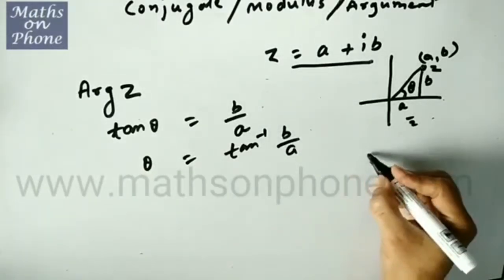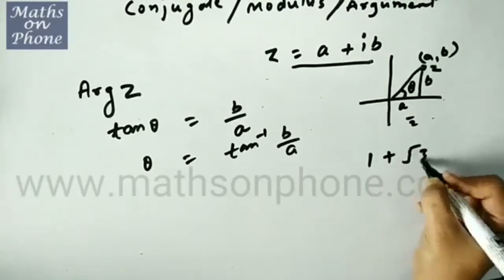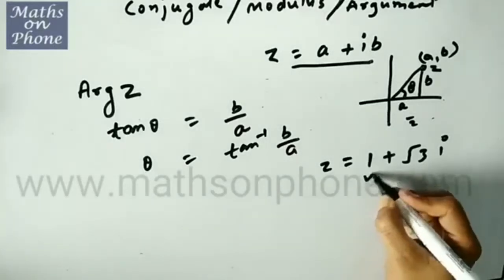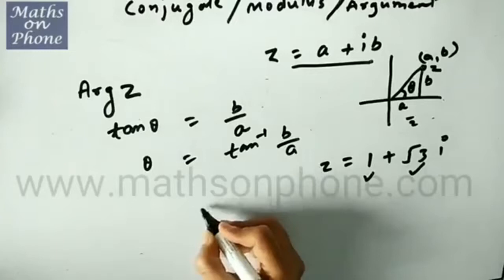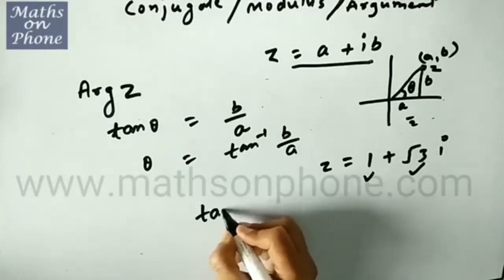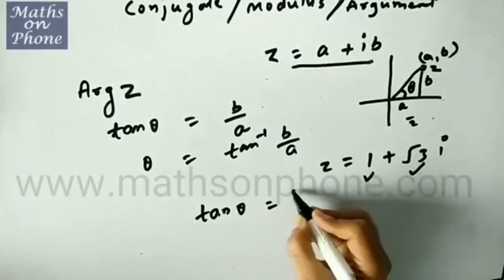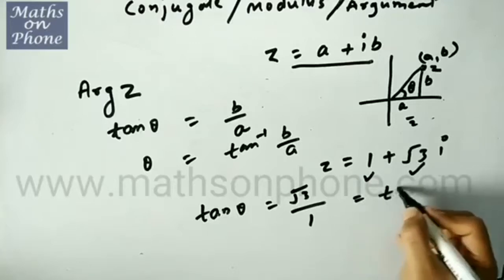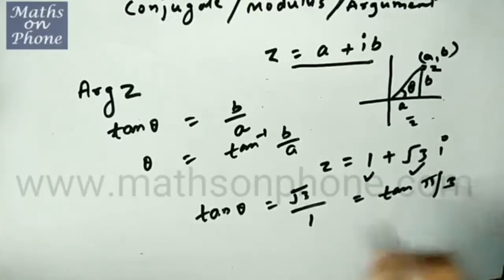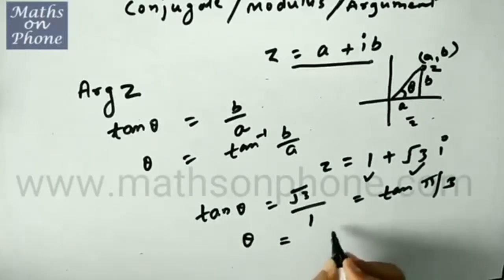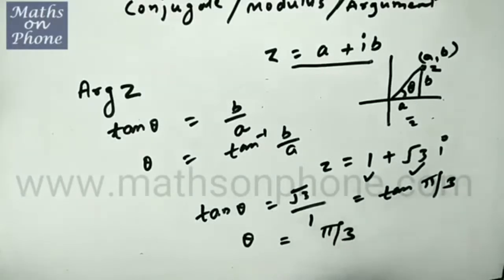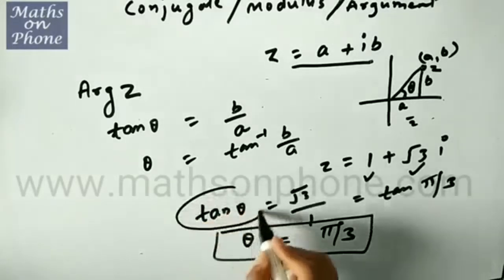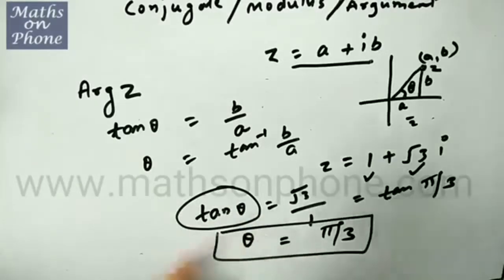So one example I am taking. If 1 plus root 3 i, a complex number, is there, we need to find its argument. What's a here? You will say 1. What's b here? That is root 3. So for the argument, you just proceed like this. Tan theta is equal to b by a, that is root 3 by 1, which is tan 60 degrees, pi by 3. So what is the argument of that complex number? Pi by 3. That you have to find. Just be interested in theta. Firstly try with tan theta and you will get the value of theta easily.